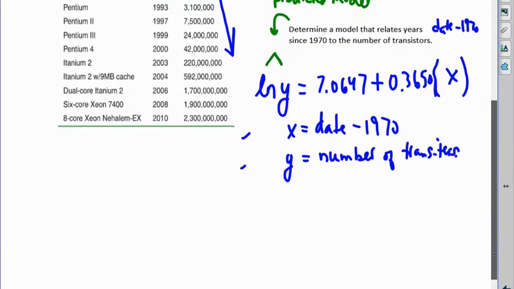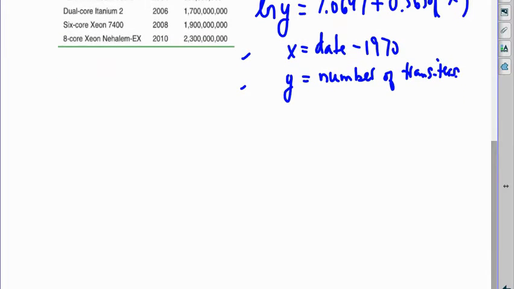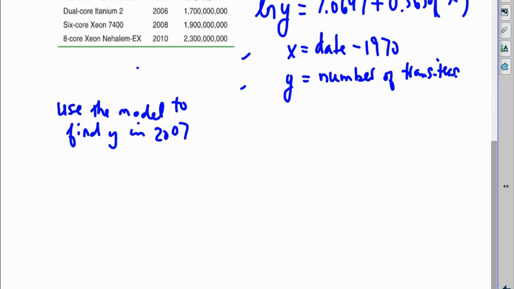So now let's go over to the calculator and work with this. Before I go over to the calculator, let me show you how I would solve for a certain year or a certain number of transistors. For example, if they said use the model to find y in 2007, which is appropriate in our model because that's right in this group of dates.